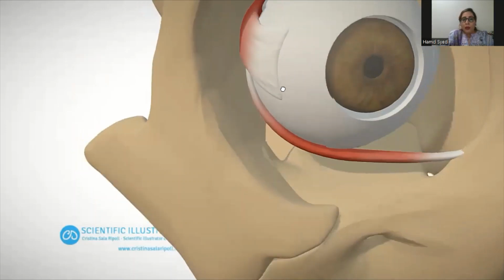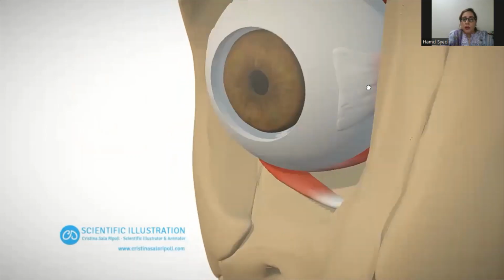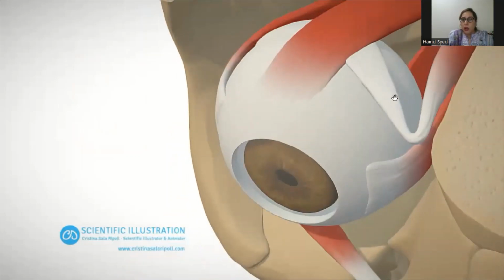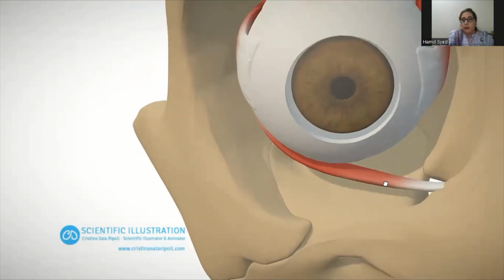eyeball. So you can see on the medial aspect, this is the medial rectus muscle now. Medial rectus muscle also has its origin from the common tendinous ring, the medial part of the common tendinous ring in the posterior part of the bony orbit, and it becomes inserted into the medial side of the, you could say, anterior part of the eyeball, just behind the cornea. So these are the four recti muscles.